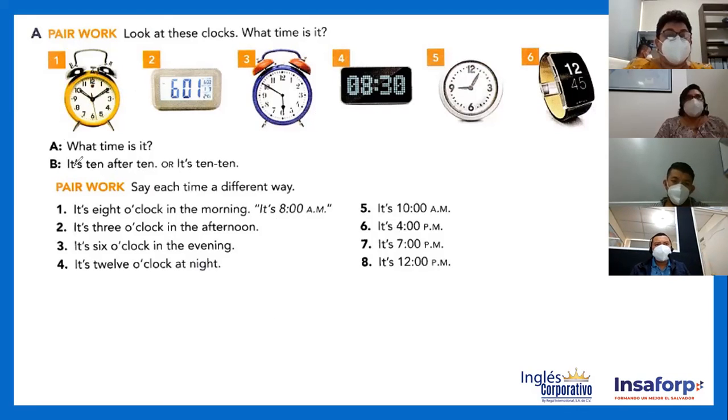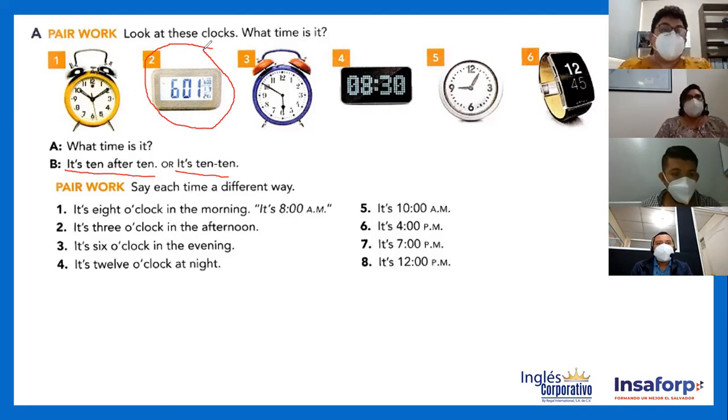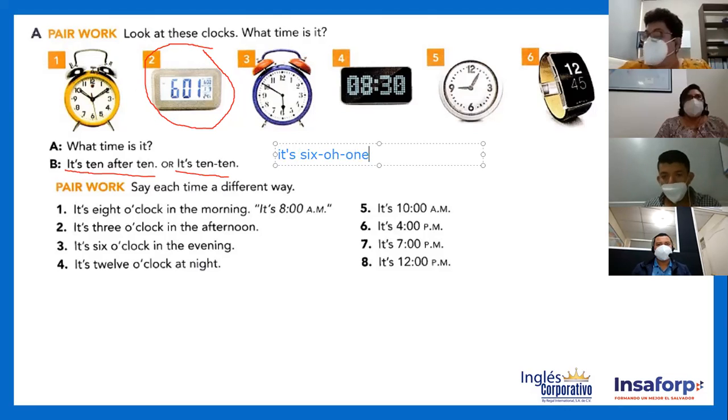Lorena, how would the time look in the two forms? What time is it, Lorena, in the second one? It's 6:01. Yes, right. Oh, it has an o. It's 6:01. Right.